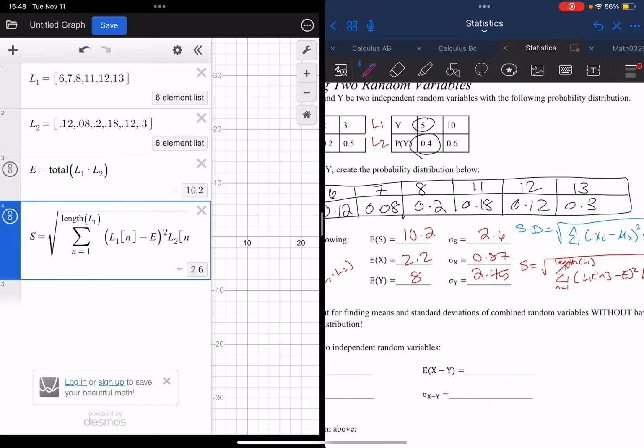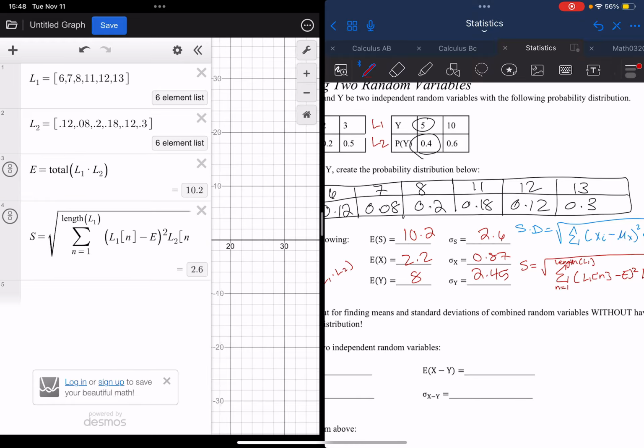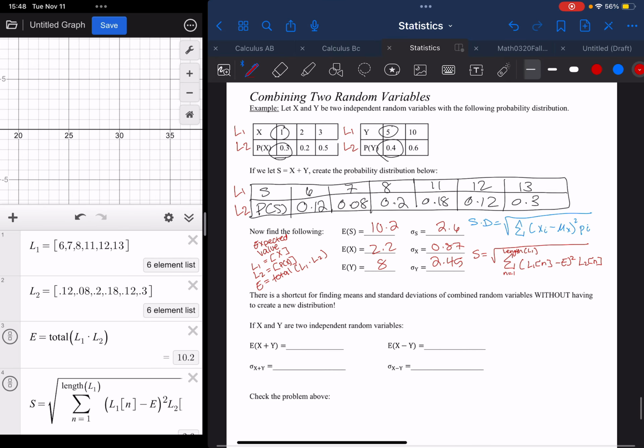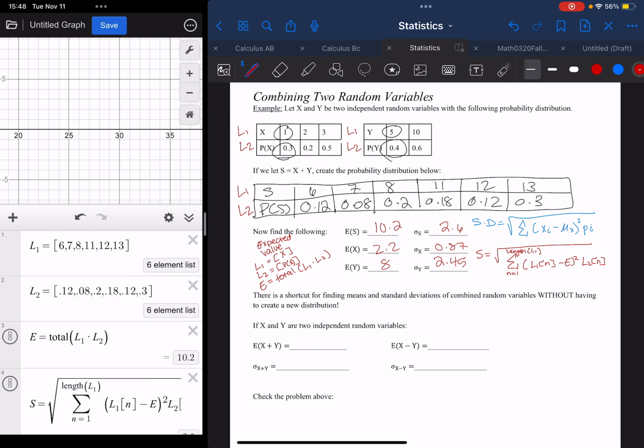So let's see. For now, I'm just going to close Desmos out, or just shrink it for that bit so I have the majority of the space. So then it says there is a shortcut to find mean and standard deviation for the combination of random variables without having to create a new distribution.